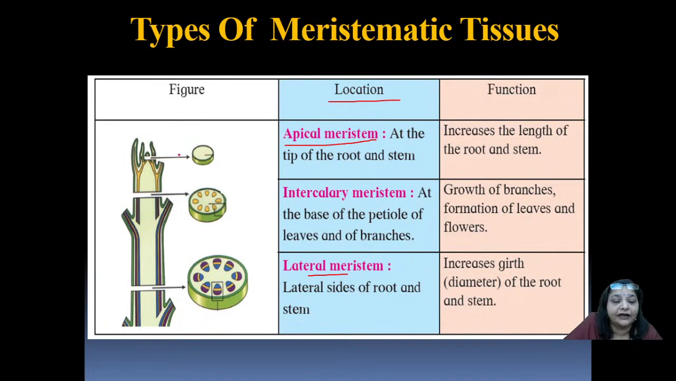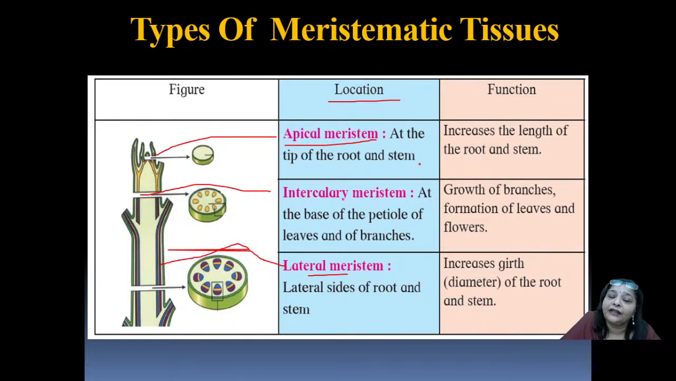So here you can see the apical meristem, of course this is the intercalary meristem, and the lateral meristem.